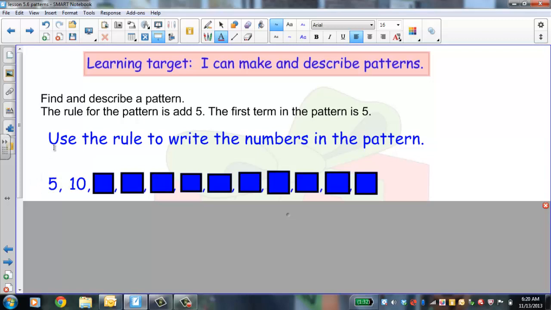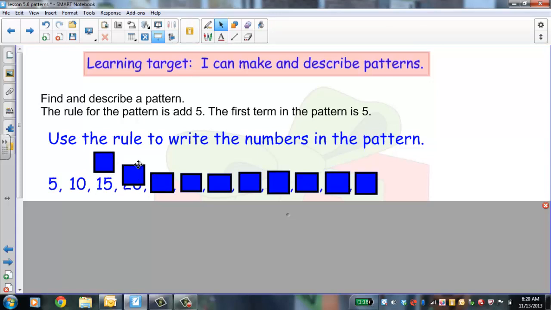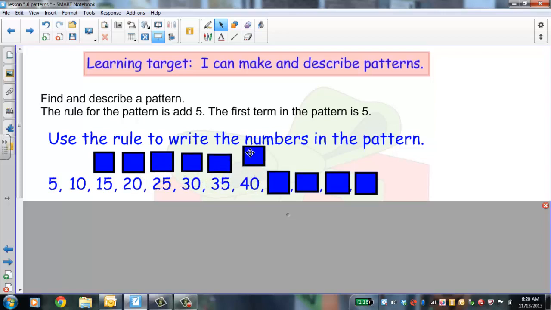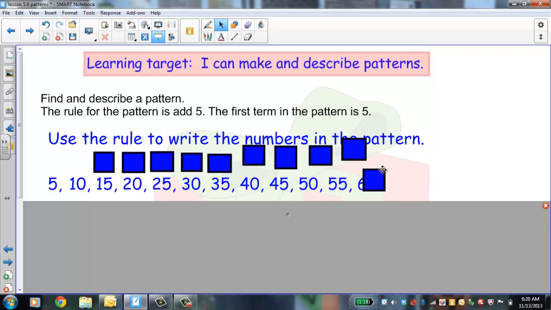So the directions just say use the rule to write the numbers in the pattern. So obviously this one's going to be pretty easy. If it's add 5 and the first one's 5 and the next one's 10, the next one would be 15, 20, 25, 30, 35, 40, 45, 50, 55, and 60. And like I said, this part's pretty easy, but there are a few terms that we need to listen to.